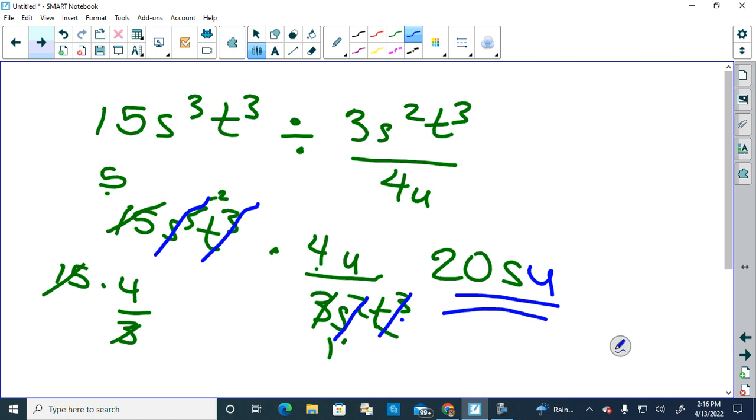A lot of people leave this as 5s times 4u, which is technically right, but you can multiply that. So 5 times 4 would be 20, and then the s and u you can't combine. That's what this is. You just forgot. But I saw that all day yesterday. Okay, others.